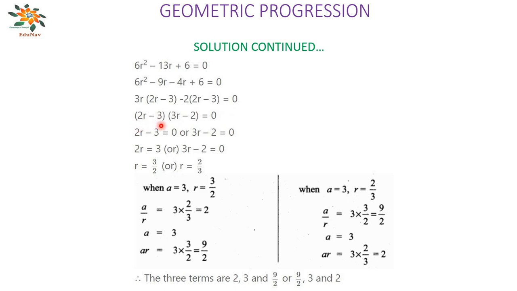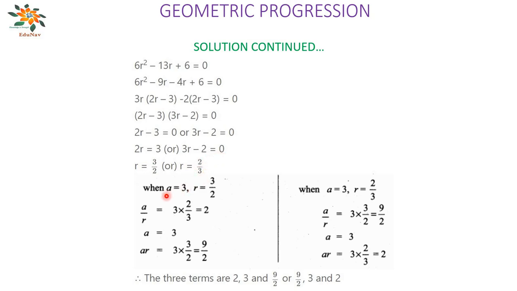This gives (2r minus 3)(3r minus 2) equals 0, which means either 2r minus 3 equals 0 or 3r minus 2 equals 0. That implies 2r equals 3, which means r equals 3/2. Also 3r minus 2 equals 0, which implies r equals 2/3.